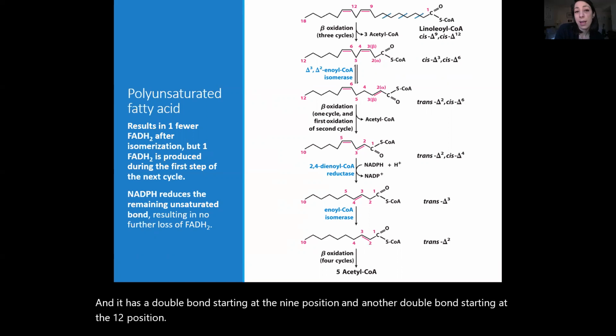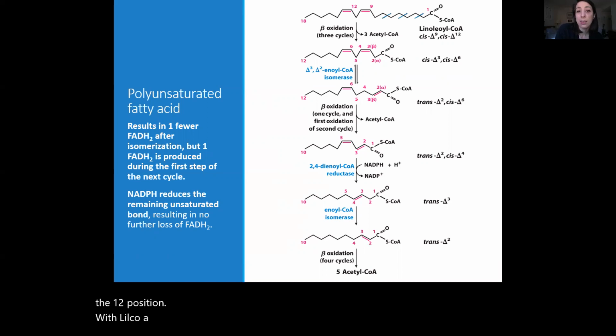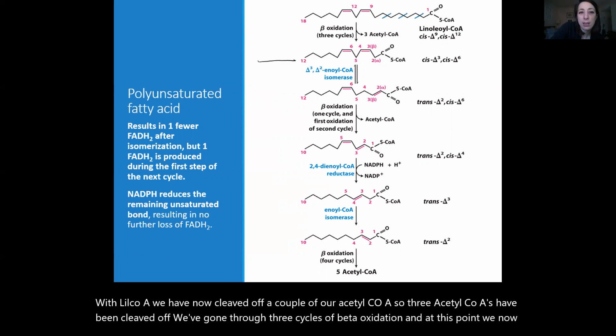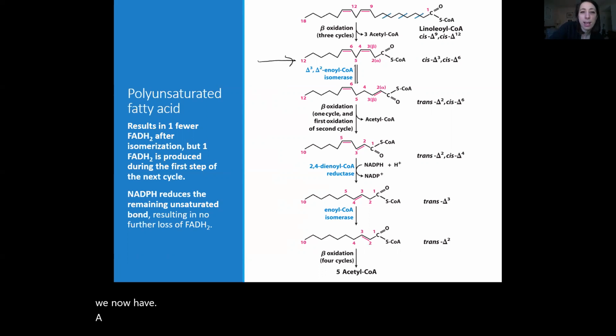With linolyl CoA, we have now cleaved off a couple of our acetyl CoAs. So 3 acetyl CoAs have been cleaved off. We've gone through 3 cycles of beta oxidation. And at this point, we now have a 12 carbon long fatty acid, and we've essentially gotten to the point where our double bonds start.